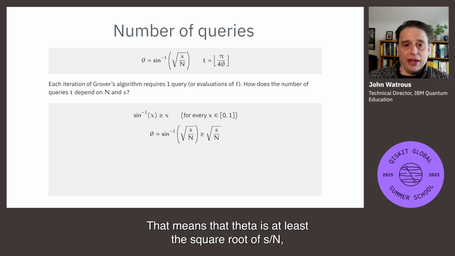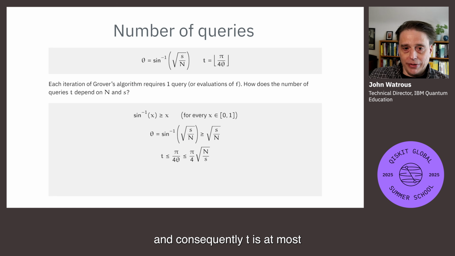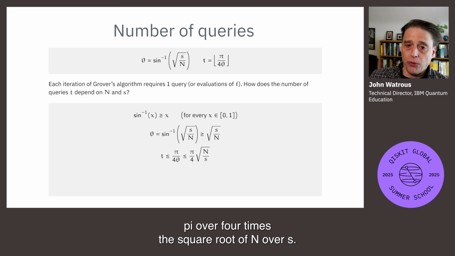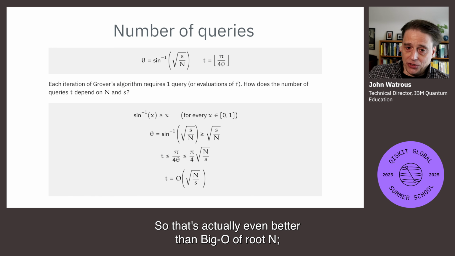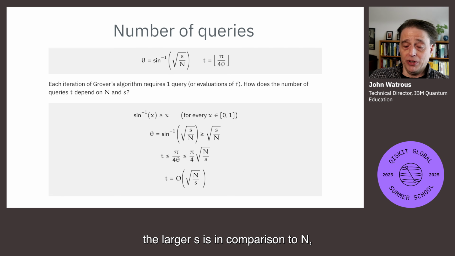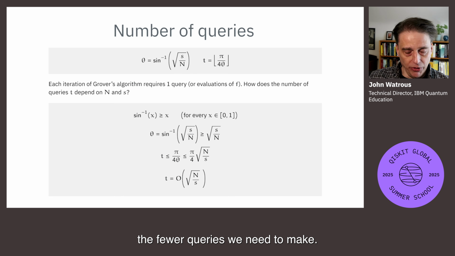That means that theta is at least the square root of s over n, and consequently t is at most pi over 4 times the square root of n over s. So that's actually even better than big O of root n. The larger s is in comparison to n, the fewer queries we need to make.